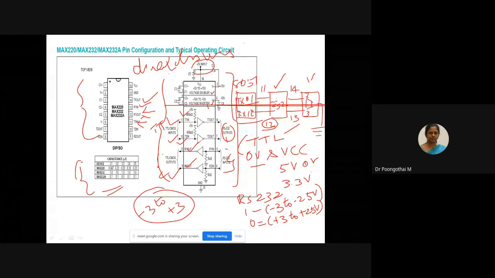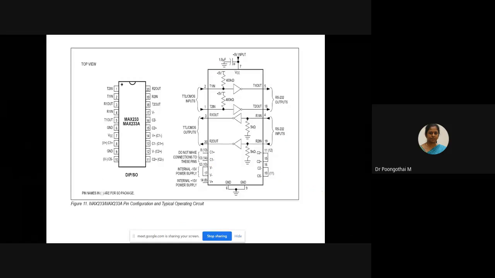Okay. So another version is MAX233. The benefit of this IC is that it saves board space, because it has an integrated charge pump capacitor.